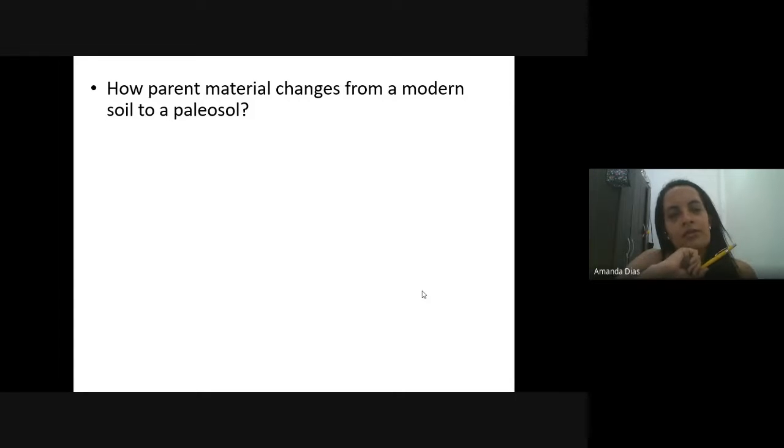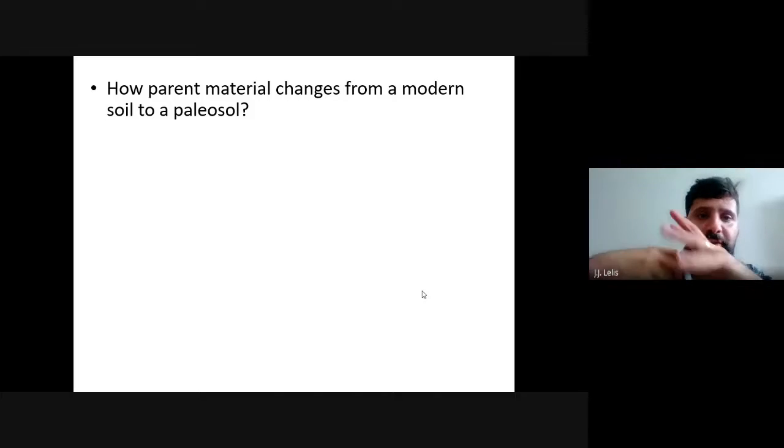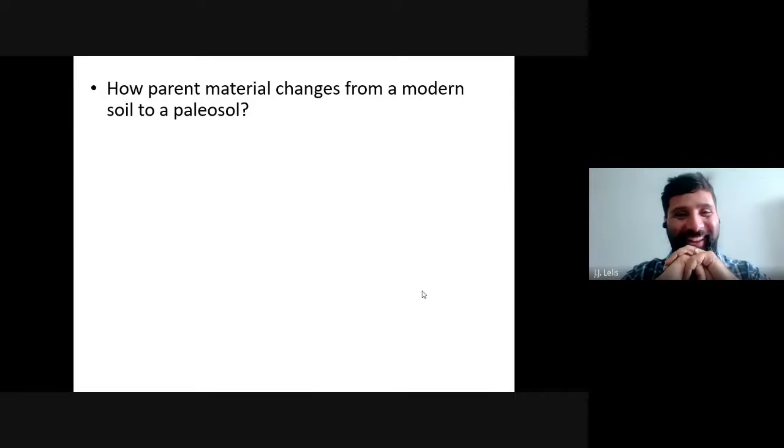The presence of different parent material can be changed in the formation of the modern soil and the paleosol, I think. But how could these materials be changed? It's not an easy question.